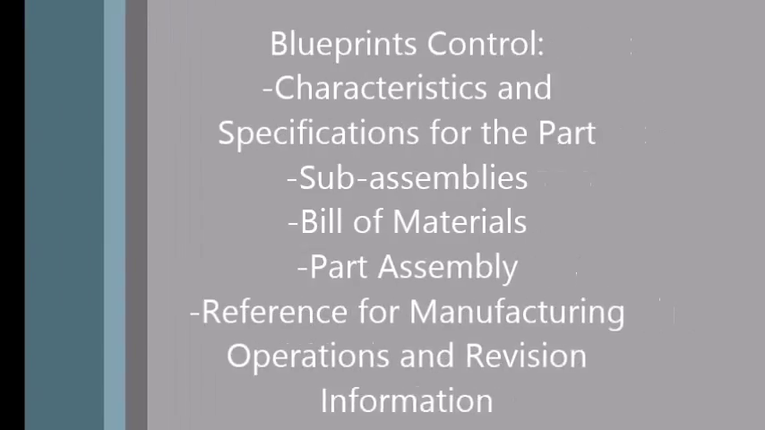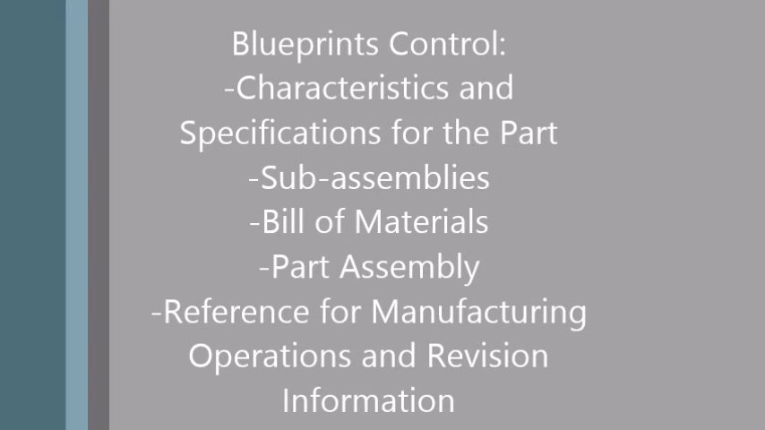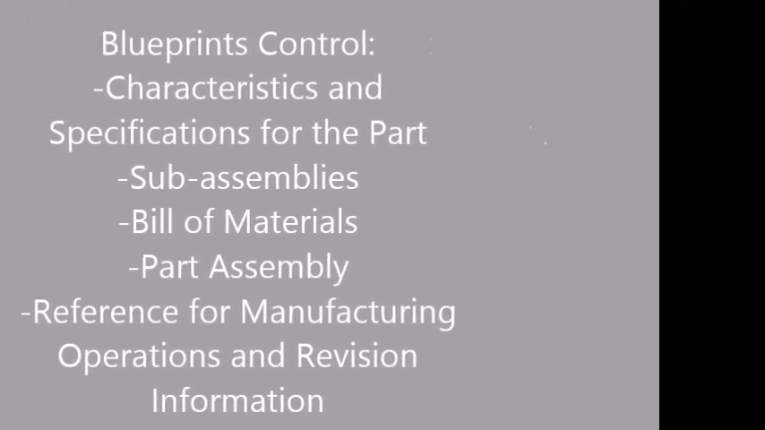A blueprint is used to control the characteristics and specifications for the part itself, any required sub-assemblies, the bill of materials, and the assembly. It is the reference for all manufacturing operations at Red Dot, and is the reference source of revision information for each model unit Red Dot produces.